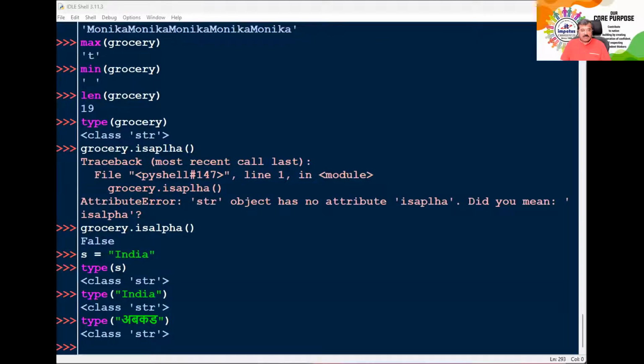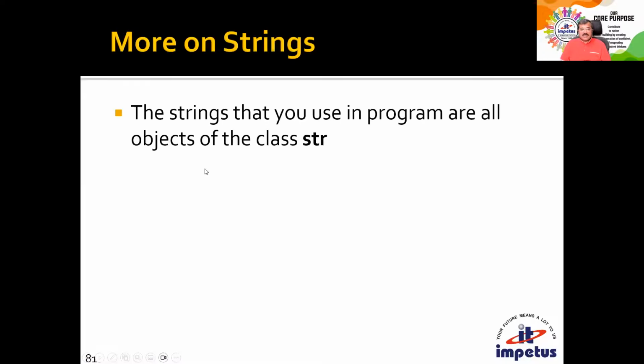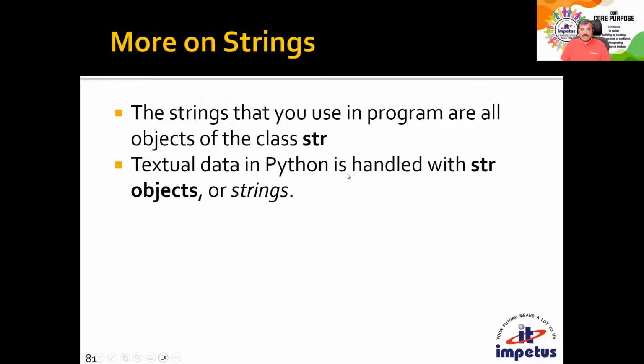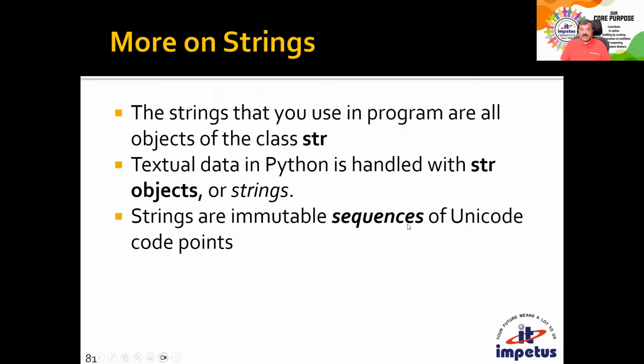Here we go. So all strings that we use in the programs are objects of class str. Textual data in Python is handled with string objects or strings. Strings are immutable sequence of Unicode code points. A definition of string. Strings are immutable. That means you cannot change. Sequence of Unicode code points.